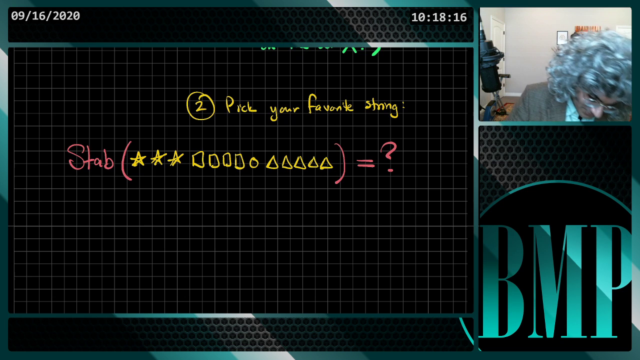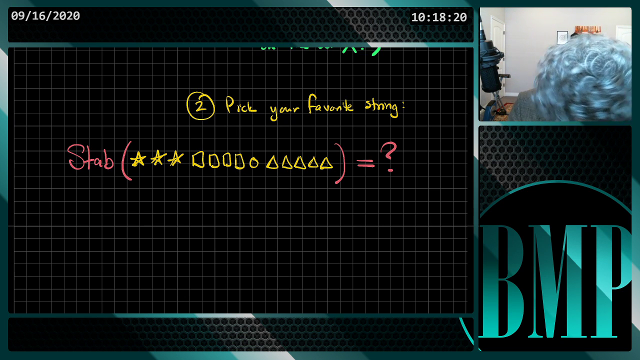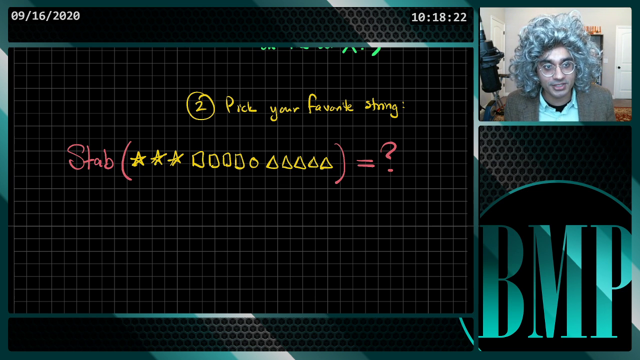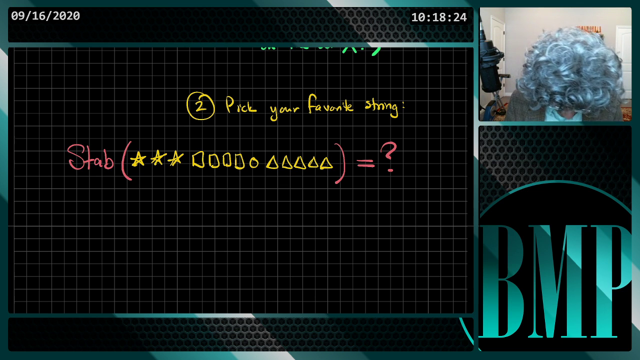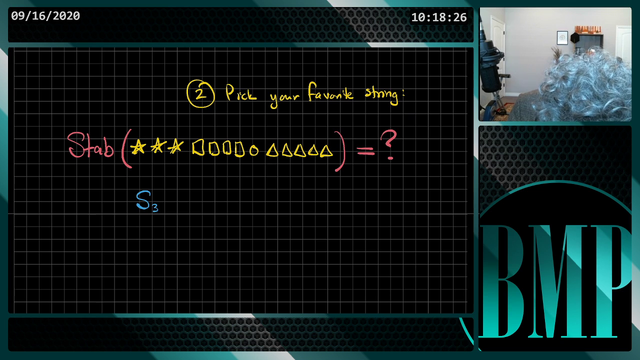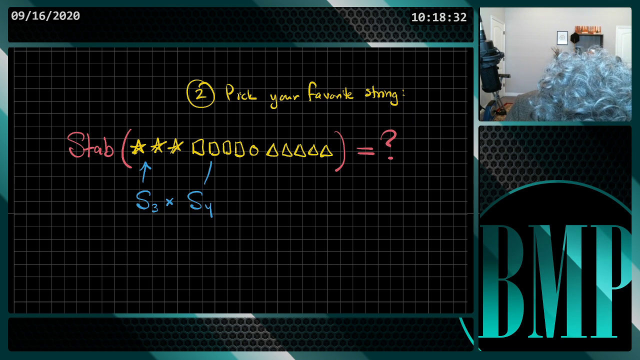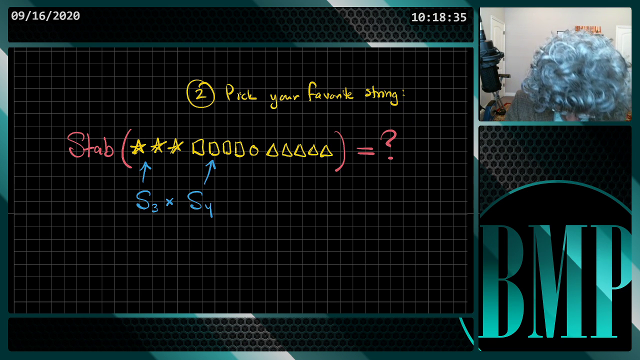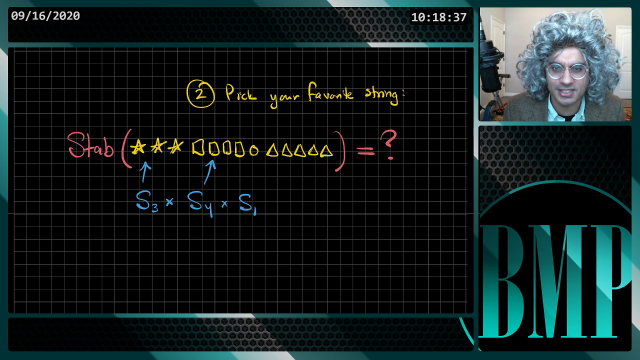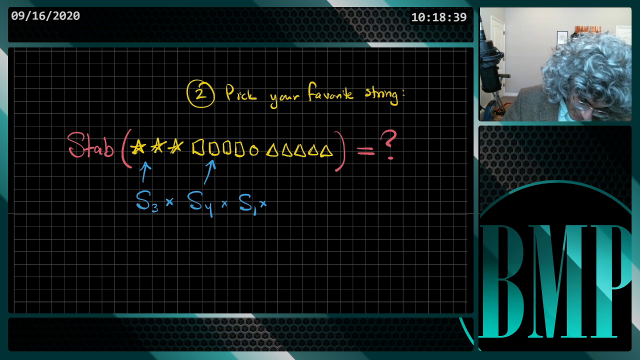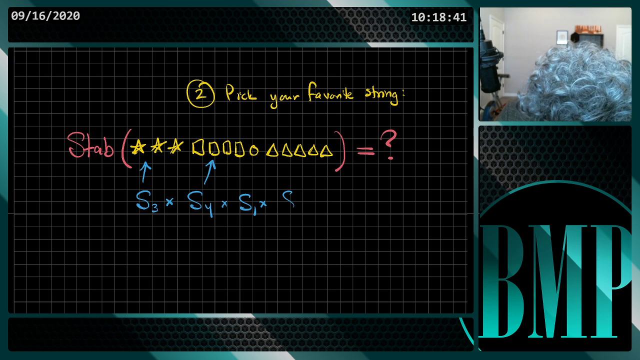Answer. The answer is, the stabilizer is, yes, identity of course, but there's tons more. There is S3 cross S4 cross S1, which is just a singleton, cross S5.